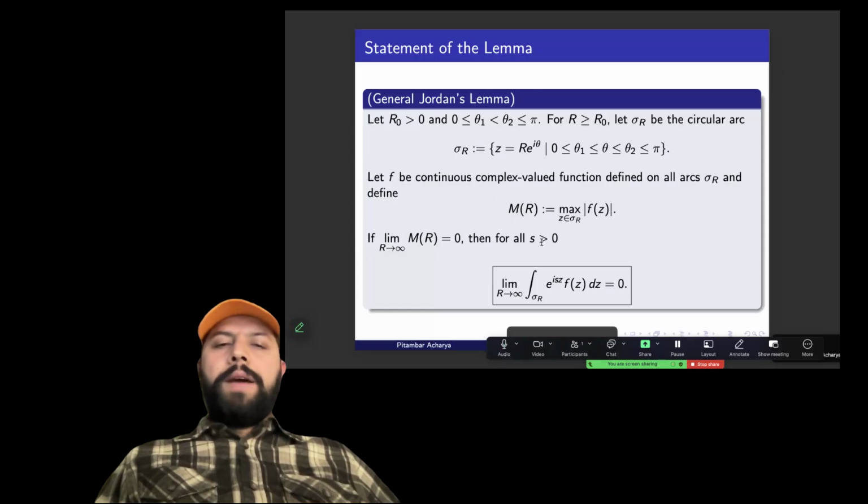So if our hypothesis is that, taking the limit as R tends to infinity, M_R equals 0, then for all positive s, this condition holds: the limit as R tends to infinity of the integral over the arc of e to the i s z f(z) dz is equal to 0.